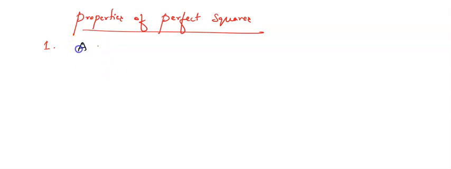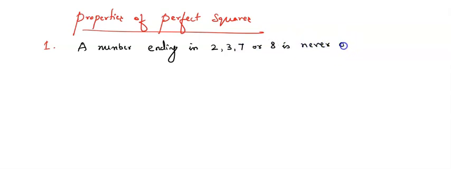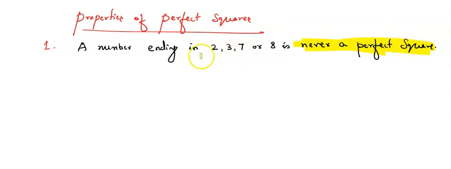Okay, first property is a number ending in 2, 3, 7 or 8 is never a perfect square. A number ending with 2, 3, 7 और 8 is never a perfect square. जो भी नंबर एंड हो रहा है, जैसे कि 2, 3, 7 और 8 ये नंबर से एंड हो रहा है, तो कभी भी परफेक्ट स्क्वायर नंबर नहीं होगा. It will be never a perfect square. जो भी नंबर 2, 3, 7 और 8 से एंड होगा, ओके, वो कभी भी परफेक्ट स्क्वायर नंबर नहीं होगा.